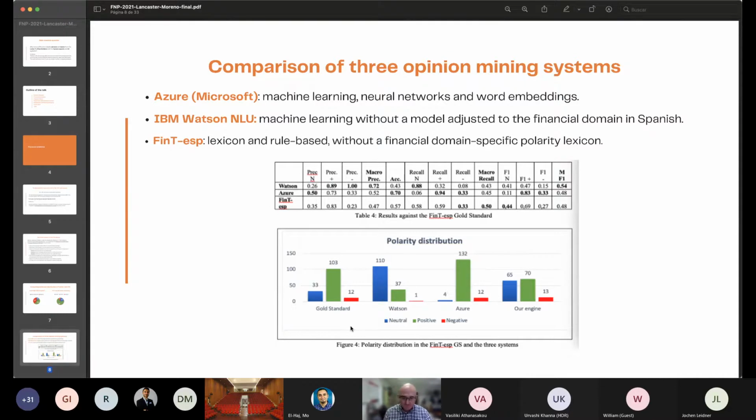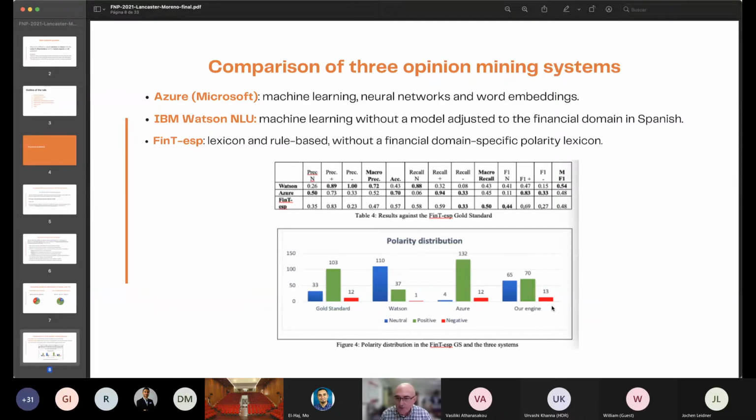It's very interesting to notice that Azure has a clear tendency to the positive polarity. And in fact, it got better results than the others. For instance, IBM has a clear tendency to the neutral, and our lexicon-based system has a distribution more or less between neutral and positive.